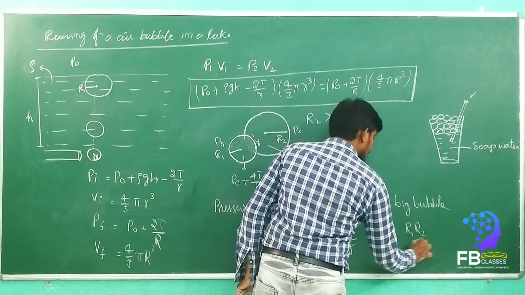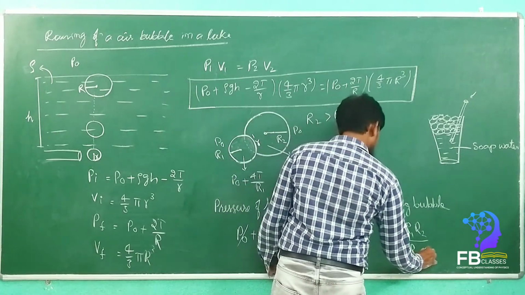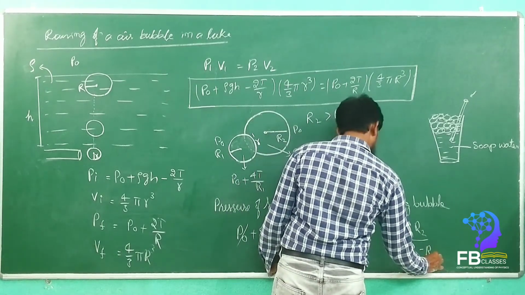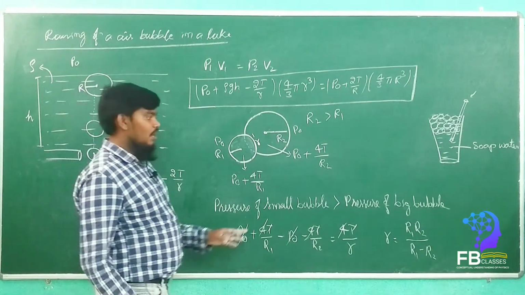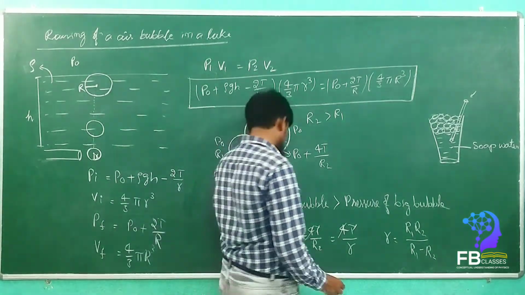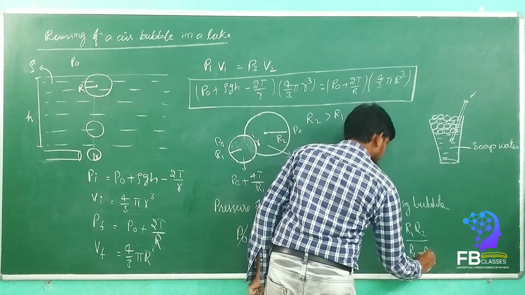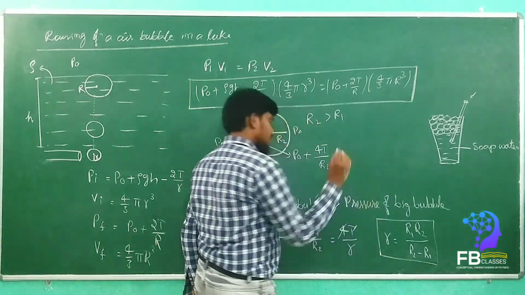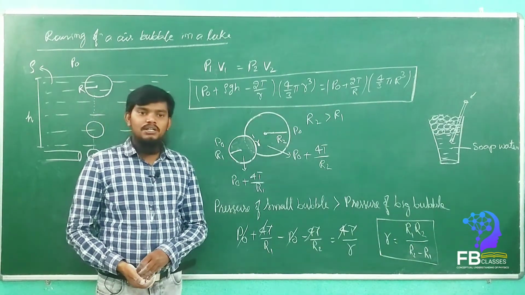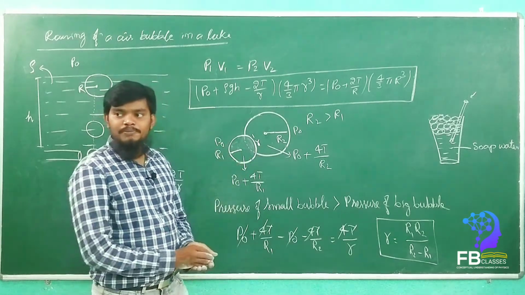r equals R1 R2 by R2 minus R1. Yes or no? R2 minus R1. Got it? This is the final radius of curvature. Are you getting my point?